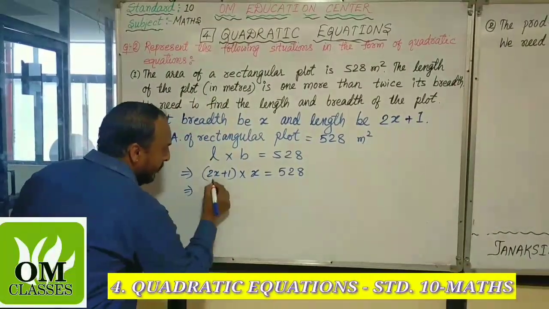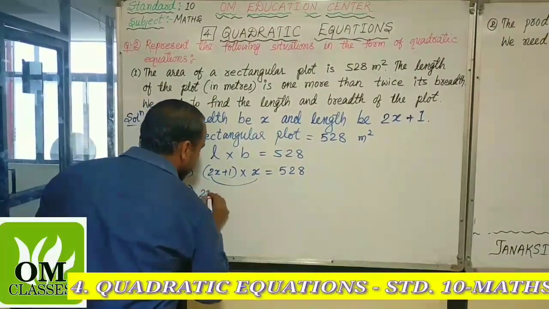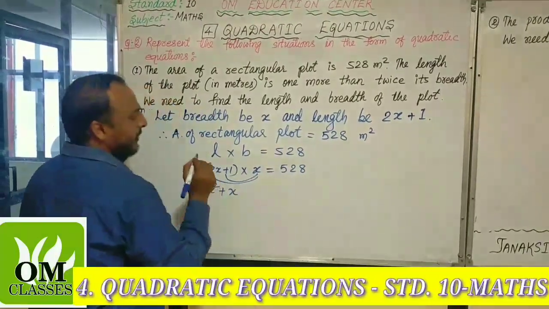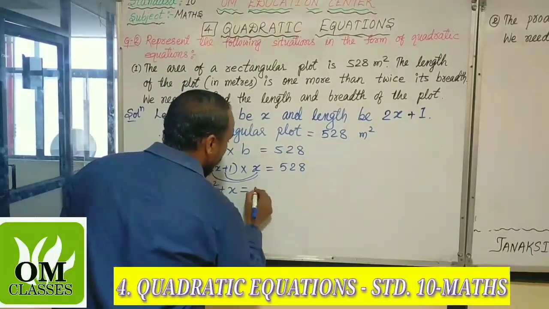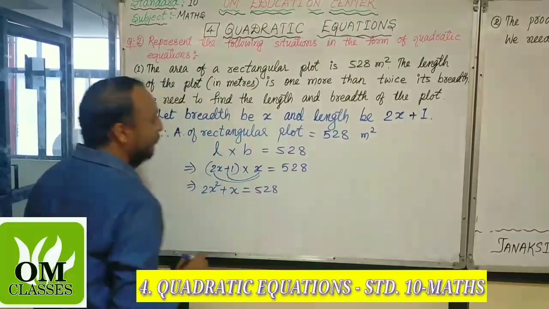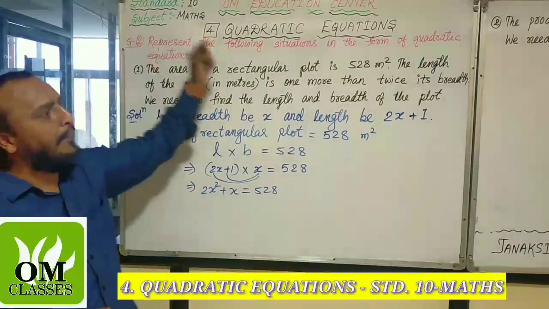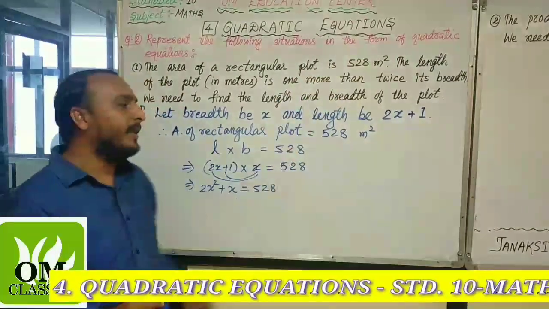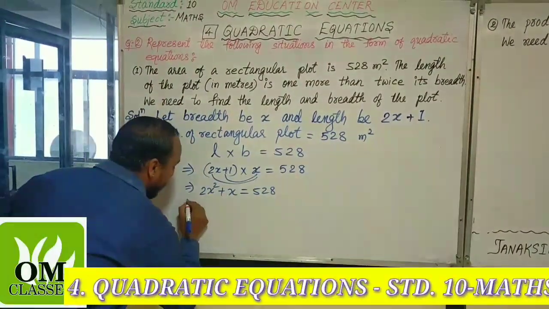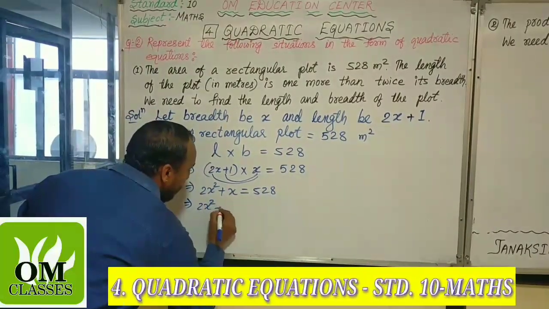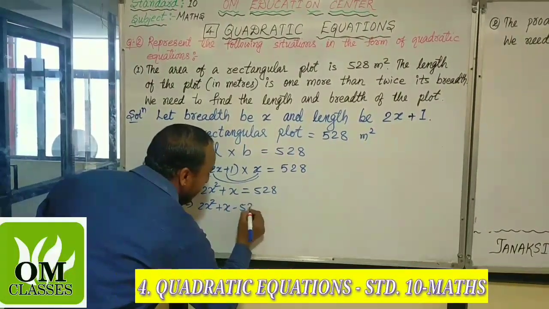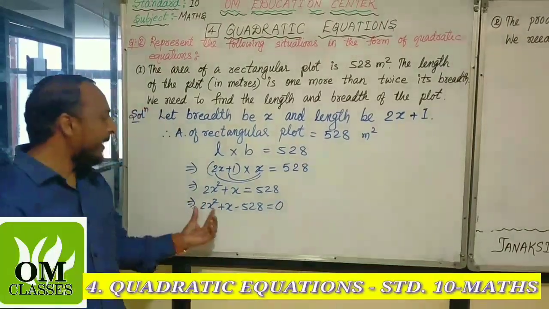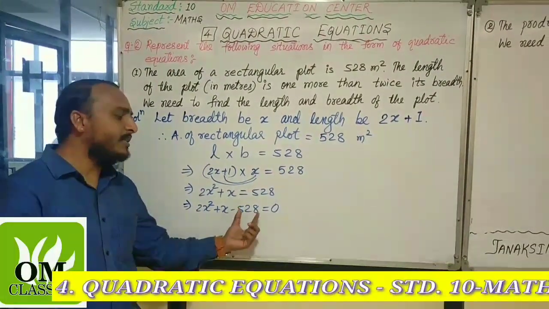Now let's solve it. 2x into x means 2x square. 1 into x means x and is equal to 528. Now we need to represent the situation, the answer in the form of quadratic equation. So we can write 2x square plus x minus 528 is equal to 0. ये आपका हो गया ax square plus bx plus c.